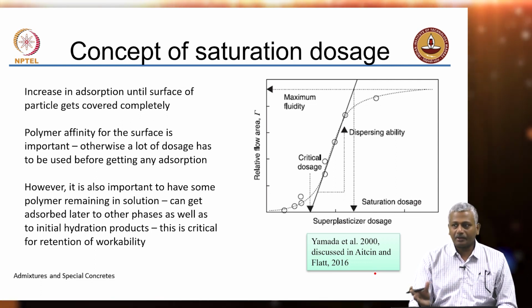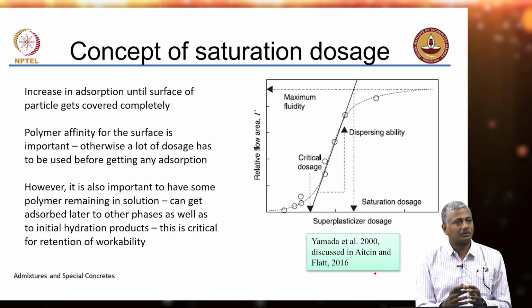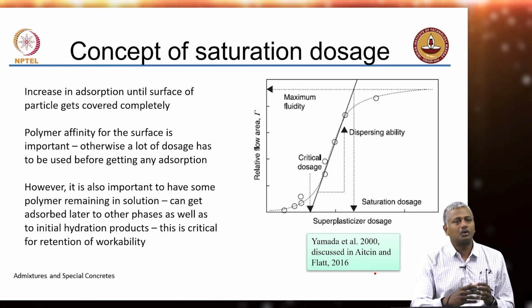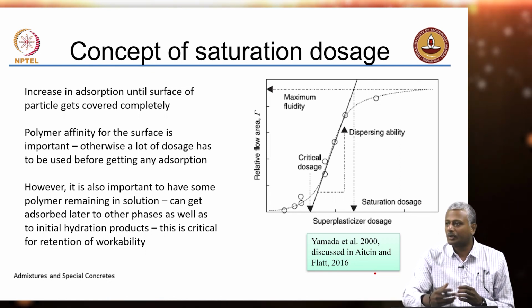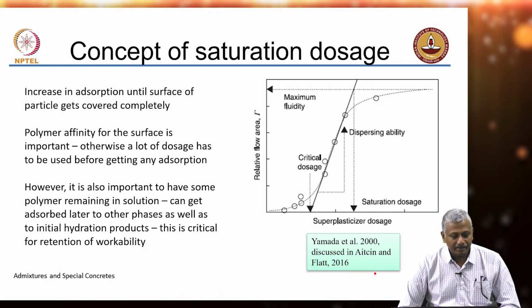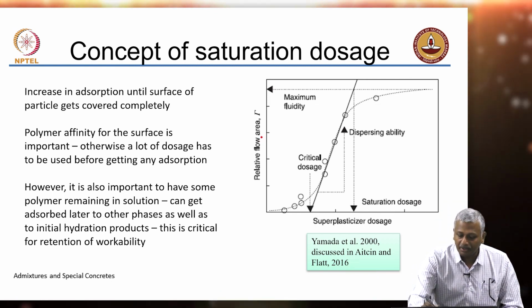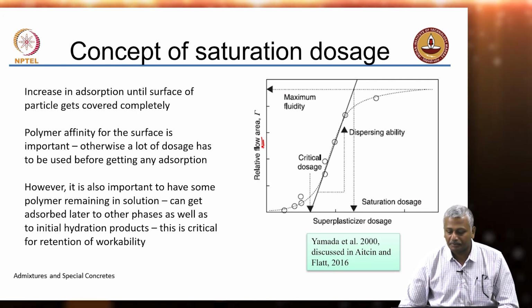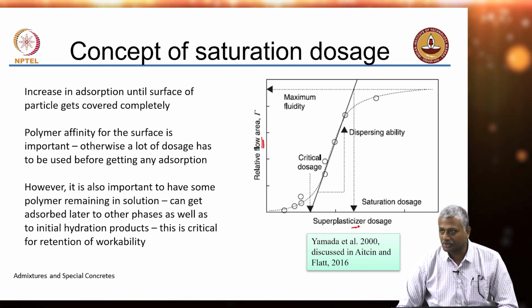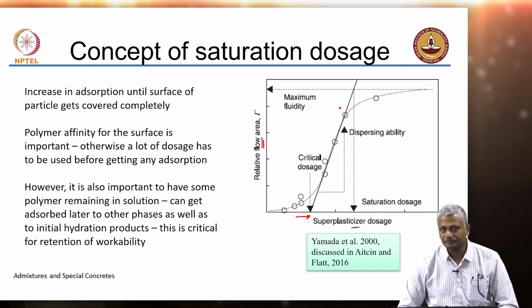Now as I already talked about in the previous slide, you do not want only admixture that is adsorbed, but you probably want to dose a little bit more than that to have admixture available in solution, which gets adsorbed onto the other hydration products, which helps in retention of workability. So if you look at the workability here as a relative flow area versus superplasticizer dosage, as you increase the dosage of SP, your workability goes up, okay.